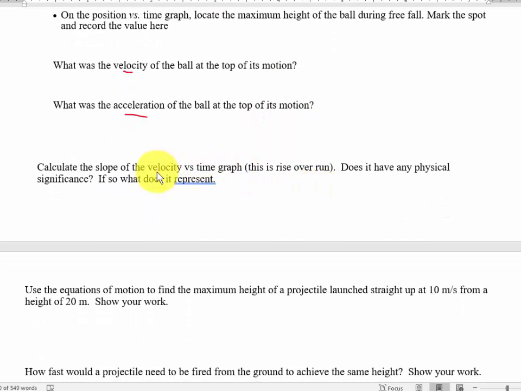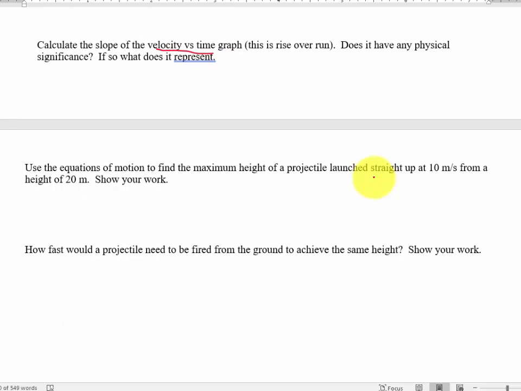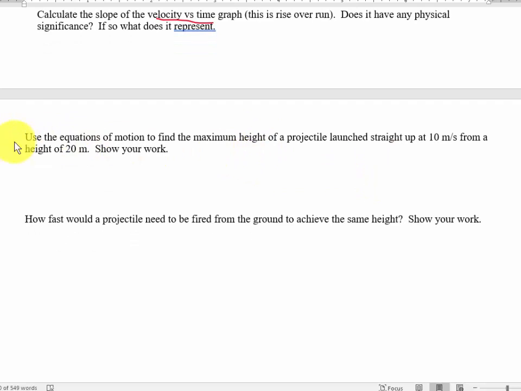I again have you calculate the slope of the velocity versus time graph, and in case you aren't familiar with it at this point, yes, it does have physical significance. Tell me what that is. Then I have you use the equations of motion to figure out the maximum height, and it should match with the simulation. The simulation is perfect.